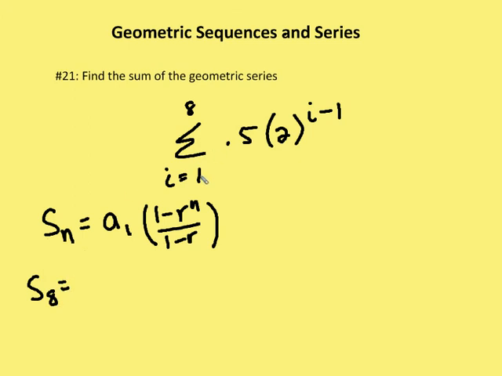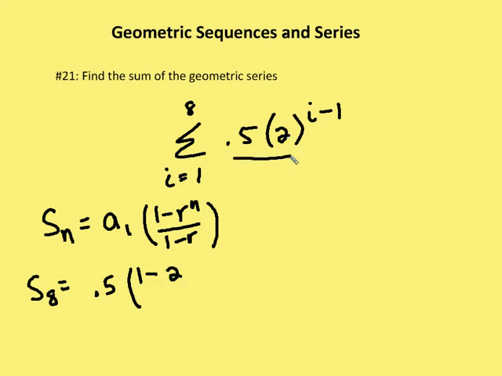The first term is just the value that I get when I plug in 1 for i. So if I plug in 1 for i, I get 2 to the 0, which is 1. So 1 minus 1 is 0, 2 to the 0 is 1, times 0.5. So a sub 1 is just 0.5. Times 1 minus r, which is the common ratio, it's 2.